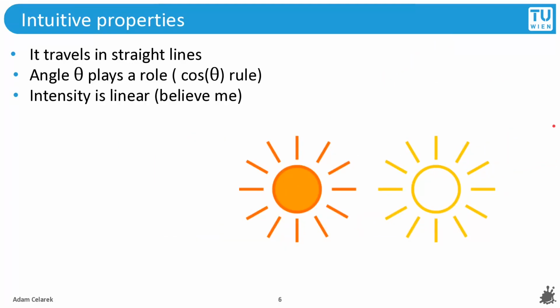Next, intensity. Obviously, that plays a role. A brighter light gives a brighter surface. This relation is linear, which also shouldn't be surprising.